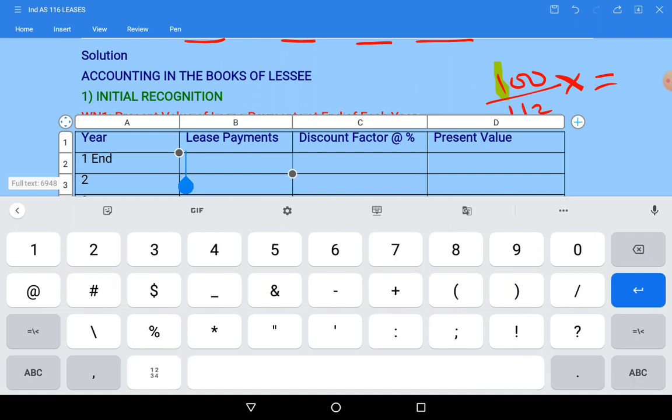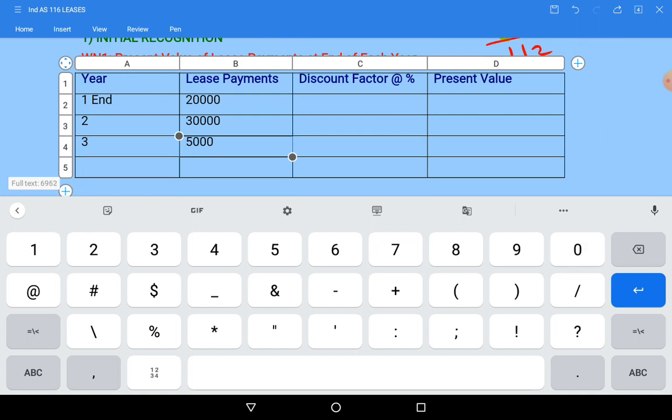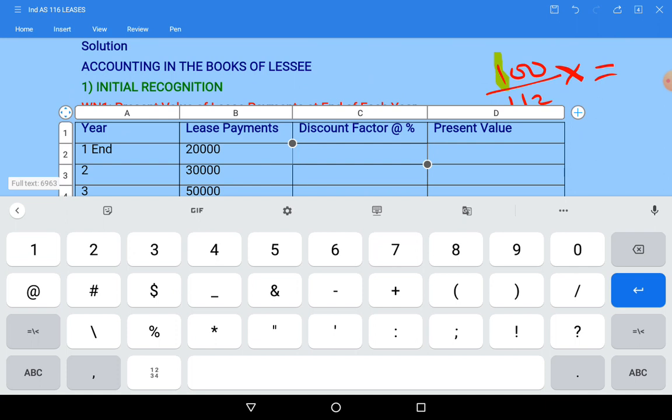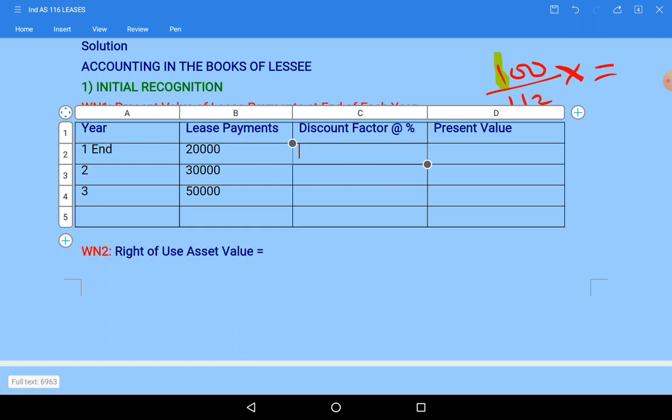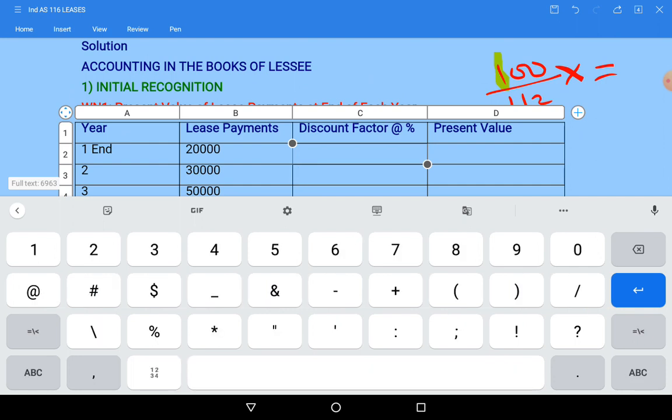Lease payments: first year 20,000 they are paying, so take 20,000. Second year 30,000 they are paying, so take 30,000. Third year they are paying 50,000. These are lease payments. Discount factor, how to calculate? I said in your calculator type 100 divided by 112. Those who are watching the video, just take out your notebook and you can also calculate. Pause the video, make a nice table and you can also calculate. So the first year will be 0.8929.